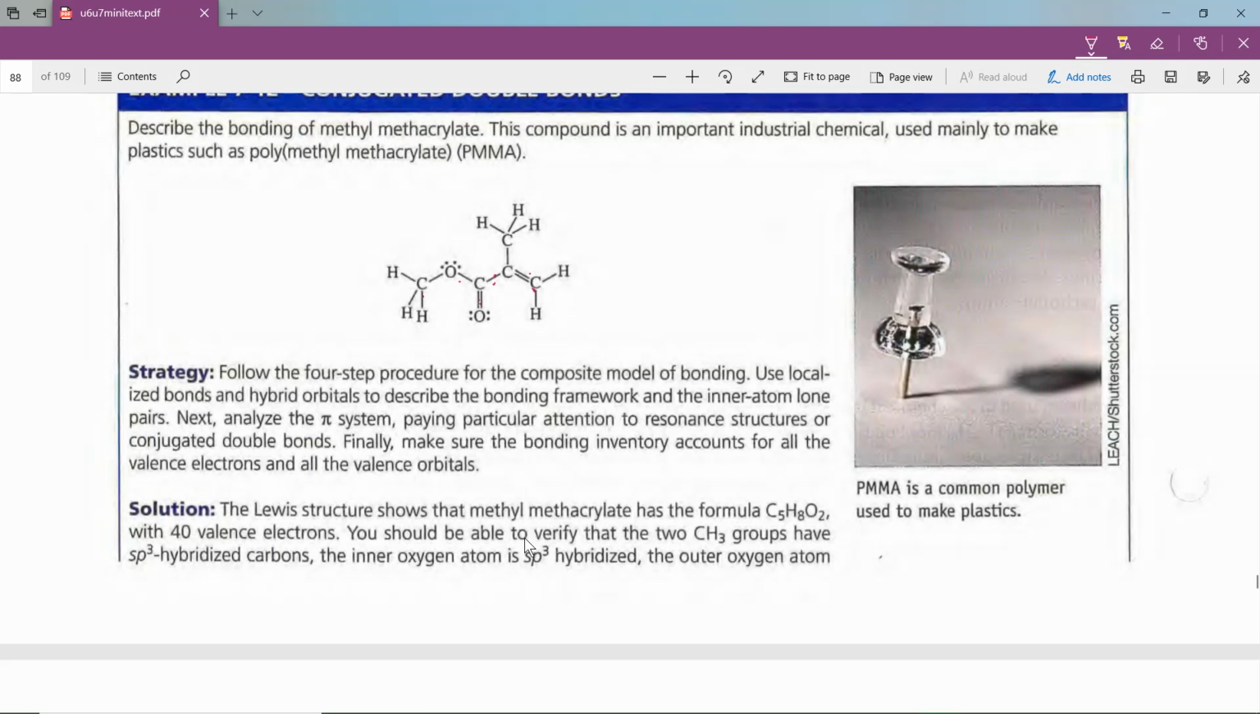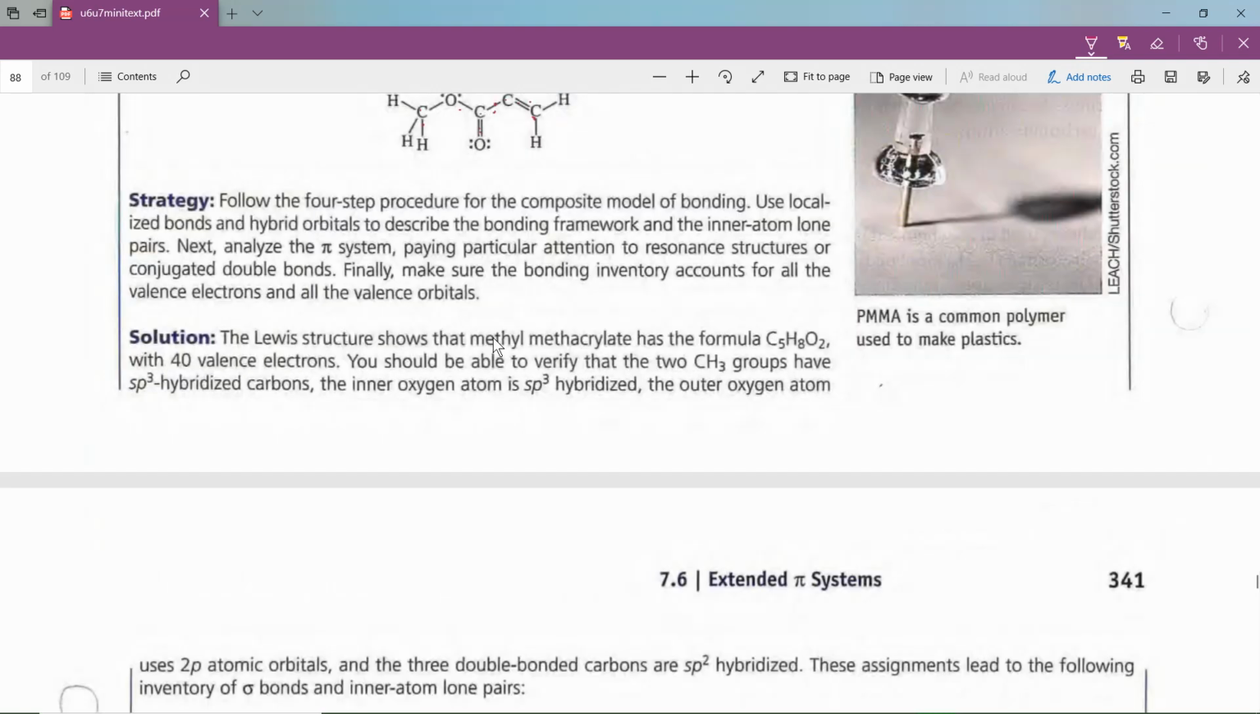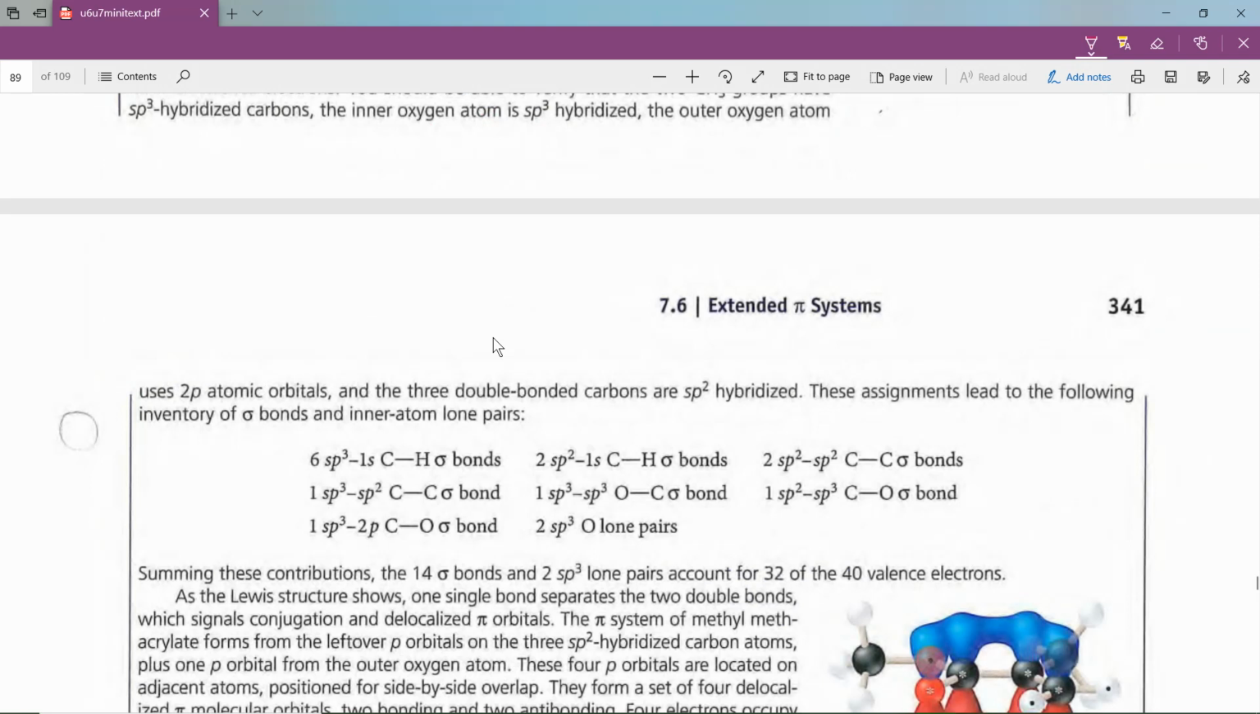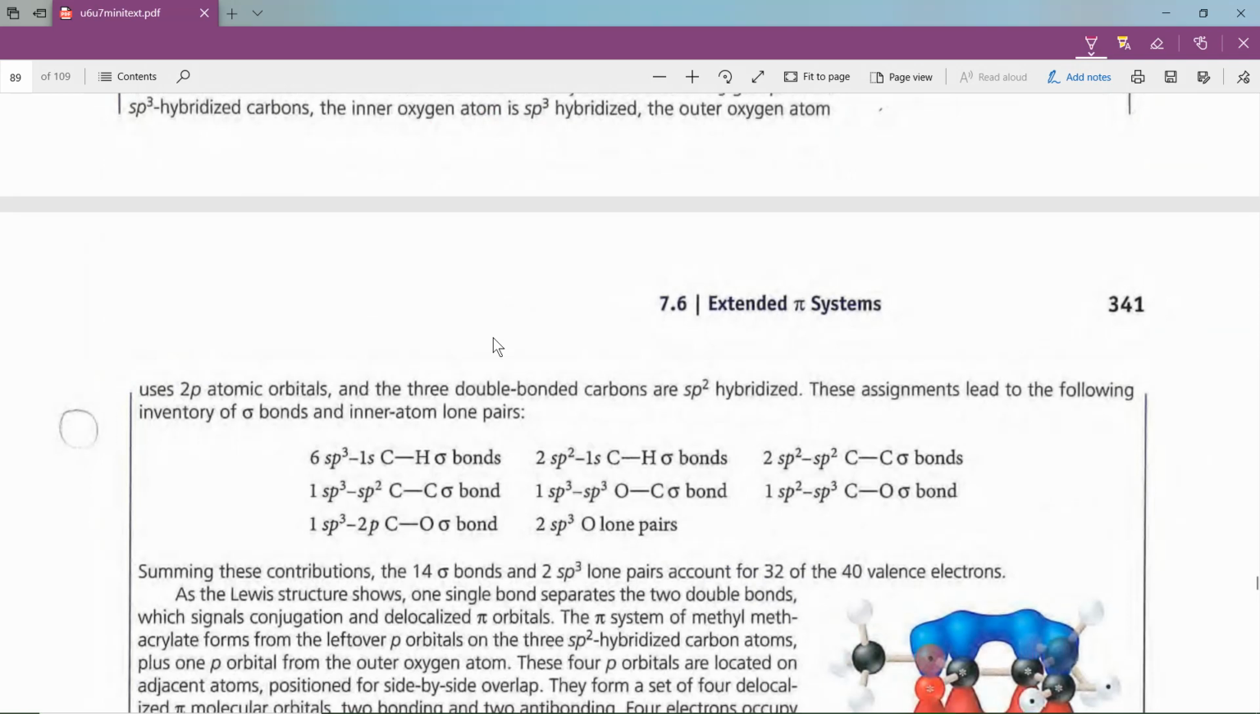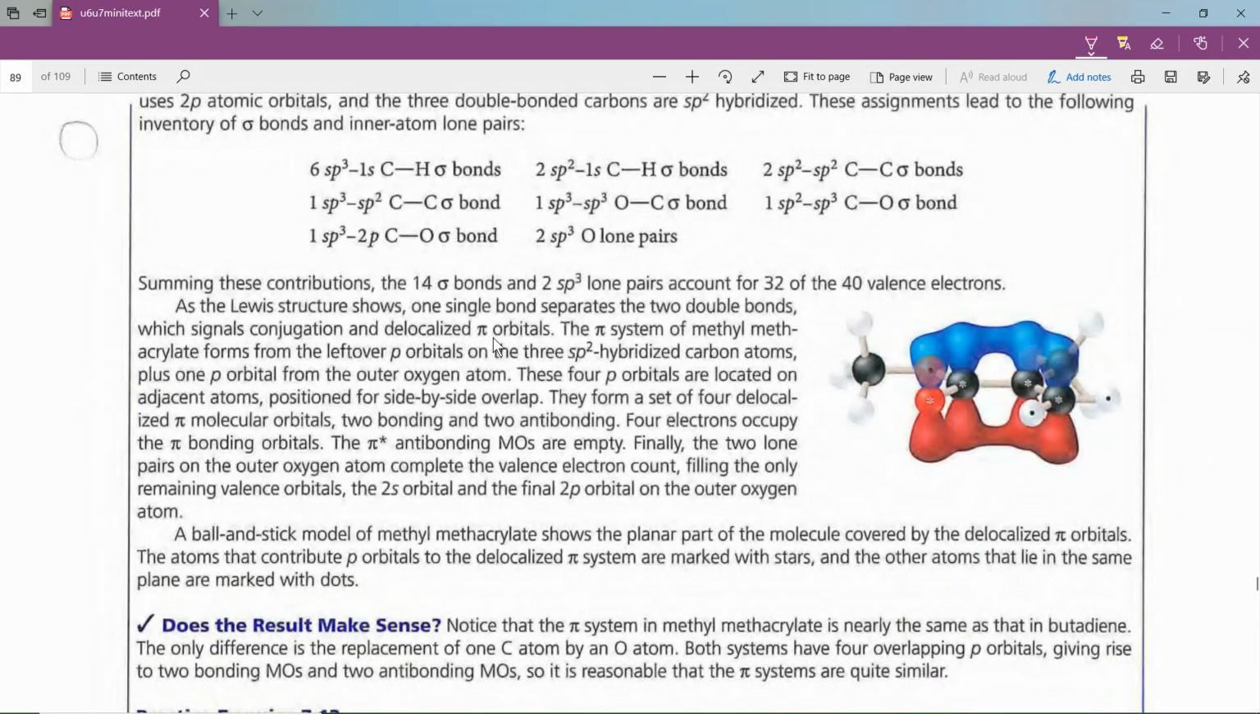Let's look at this a bit more closely. The 2-stage 3 sp3 hybridized. Yeah, I got 1, I got 2. Then I got an sp2, an sp2, and an sp2. Inner oxygen is sp3. Outer oxygen, well, you can just write that as a 2p atomic orbital. Okay, so that was just all the assignments of all of those. Summing all those contributions, the 14 sigma bonds and 2 sp lone pairs account for 32 of the 40.